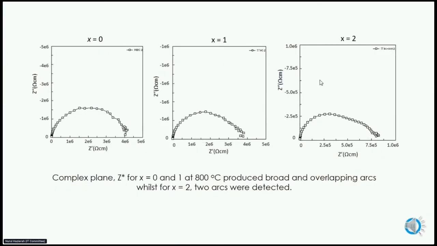Well, this is the comparison of the complex plane plot for all the samples at high temperature, where each produces broad and overlapping arcs. But for X equal to 2, two arcs were detected. And obviously, you can see this is maybe the grain boundary and this is the bulk. They are overlapping with each other.